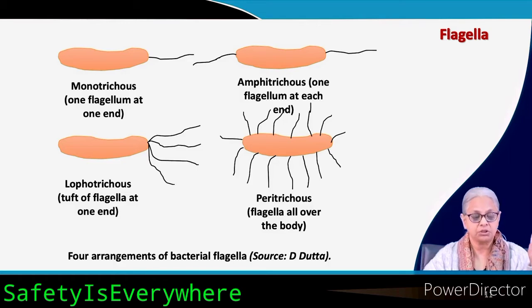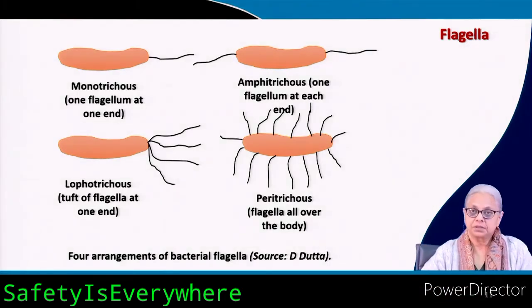Monotrichous means one flagella at one end. So this is one flagella attached at one end. Amphitrichous means both ends. So one flagella at each end of the cell. These are for bacilli type cells. So here we have Lophotrichous. Lophotrichous is a tuft of flagella at one end, and that means multiple flagella attached at one end.